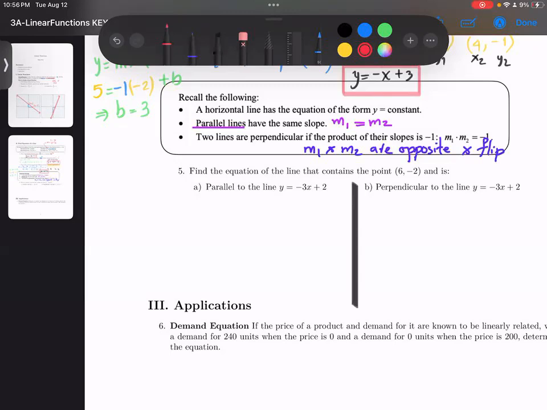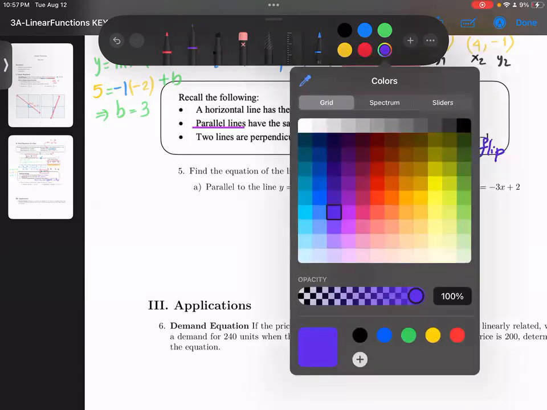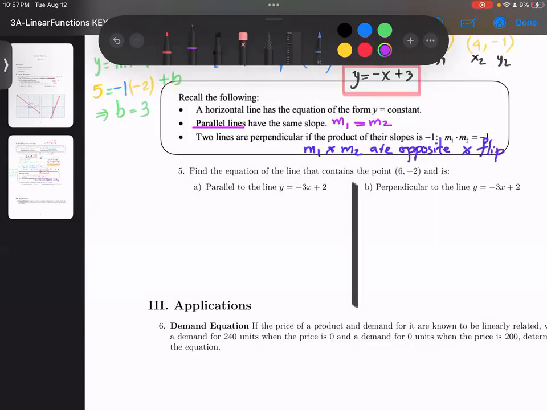Let's do this. Find the equation of a line that contains the point (6, -2) and is, part A, parallel to the line y equals -3x plus 2. I know that if two lines are parallel to each other, that means m2 must be equal to m1, and in this case equal to -3. That was fast. The next part, I'm going to find my y-intercept b. I'm using this formula: y equals mx plus b.